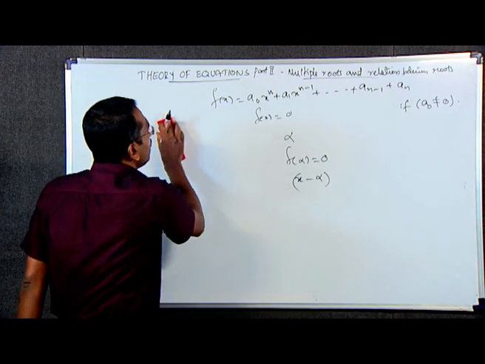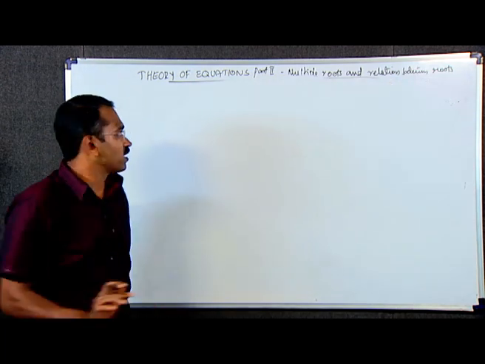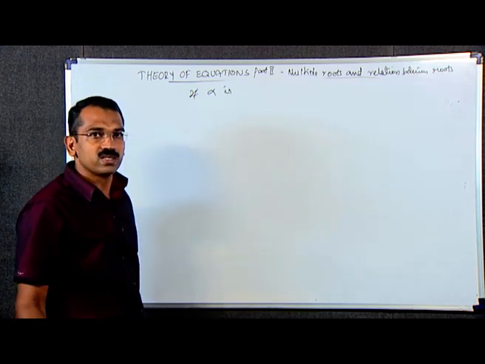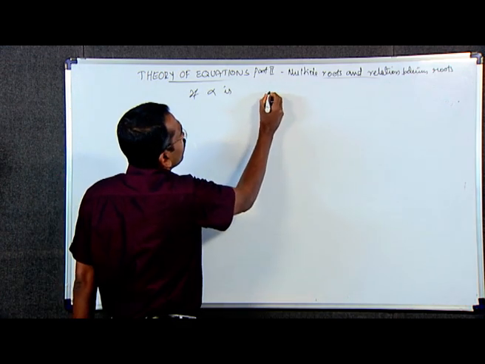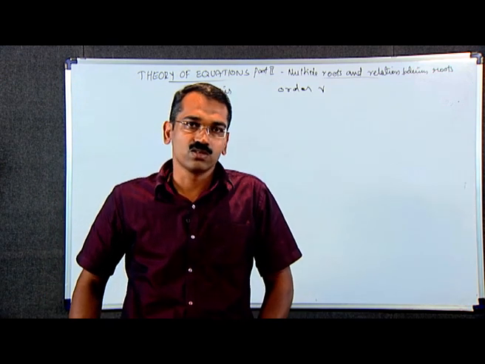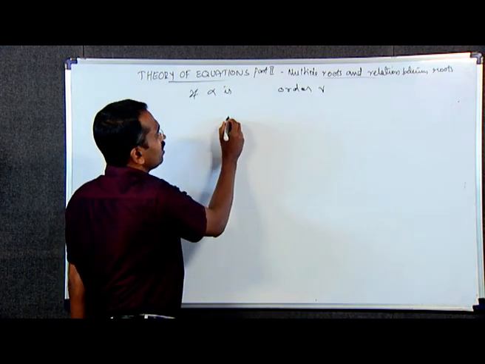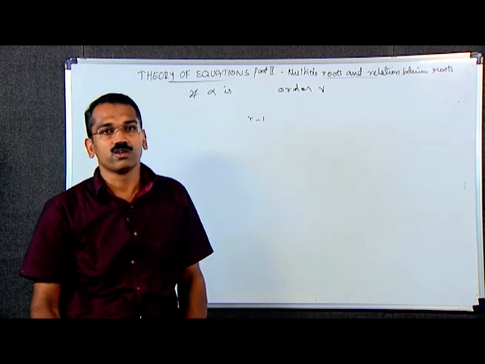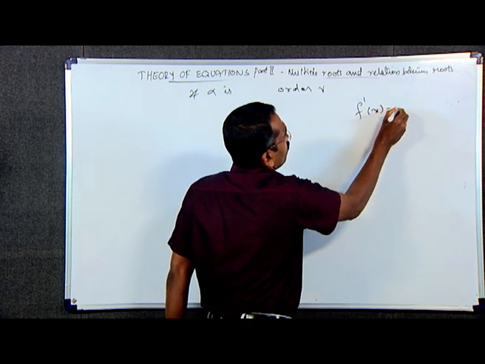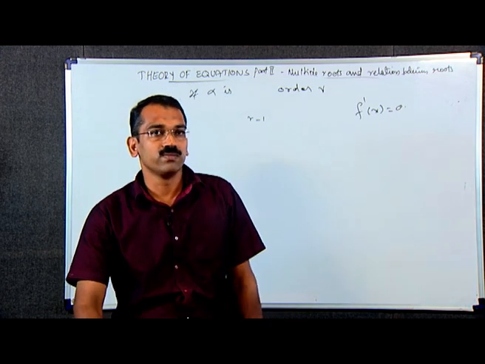If alpha is a multiple root of the equation f of x is equal to 0, that is if alpha is a repeated root of multiplicity of order r for the equation f of x equal to 0, then alpha is a multiple root of multiplicity r minus 1 for the equation f dash of x equal to 0. We have to prove this theorem.